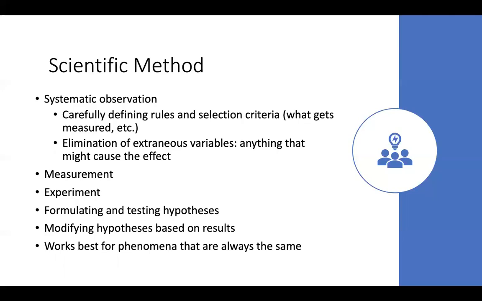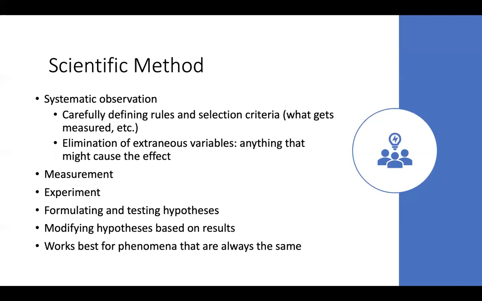A systematic observation would have rules, selection criteria. What is it that gets measured? How can I make sure that I'm not missing out on something? How can I eliminate things that aren't relevant, extraneous variables? And so if I think, okay, every time it's noon, that's when my son will definitely come into the kitchen and eat something.